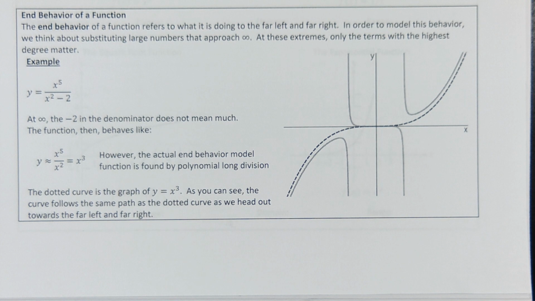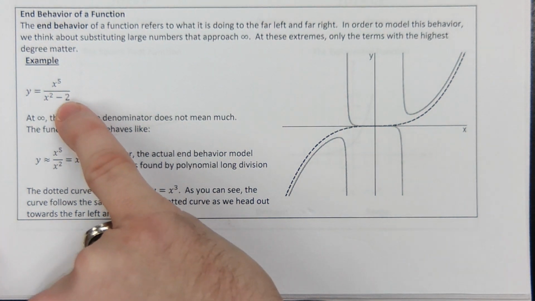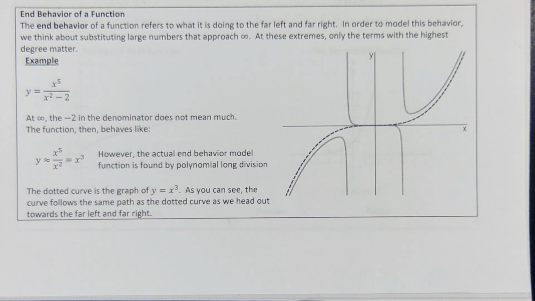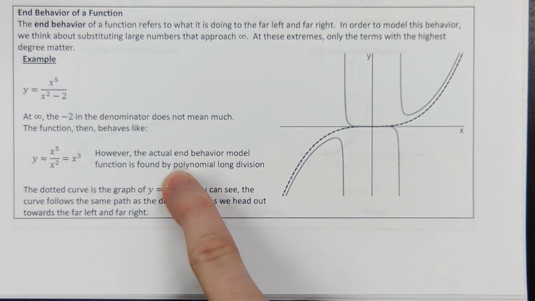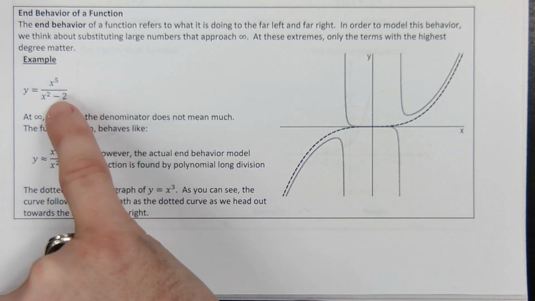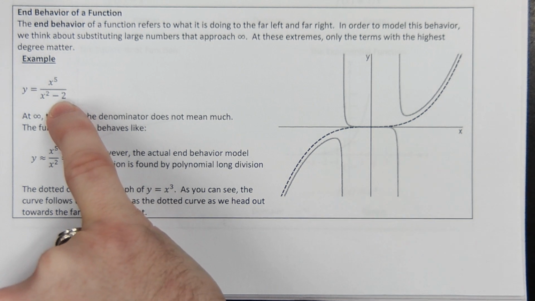Now, here's the thing. This trick can only be done with constant numbers. Cannot be done with variables. If there's other variables, then in order to get your end behavior model or end behavior asymptote, you will have to use polynomial long division, which we will do in chapter 2. So for now, we will only be disregarding constant values. That means numbers that don't have x's, okay?